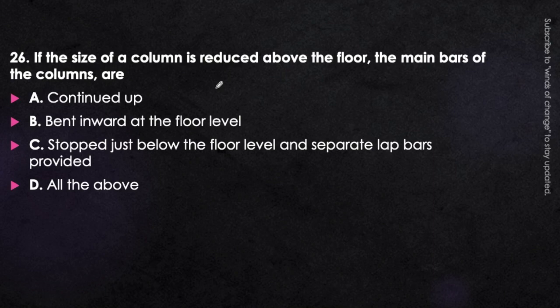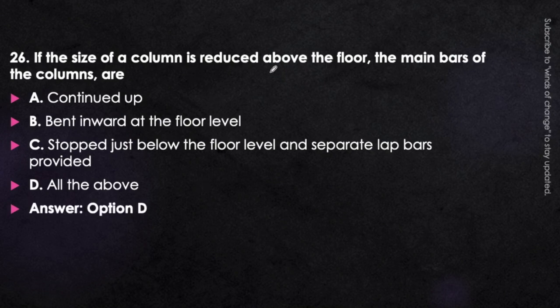If the size of the column is reduced above the floor, the main bars of the column are continued up, bent inward at the floor level, stopped just below the floor level and separate lap bars are provided, or all of the above. What will be the answer? It will be option D, that is all of the above.